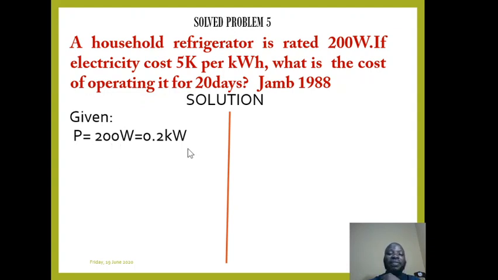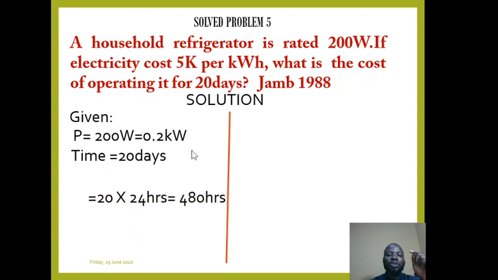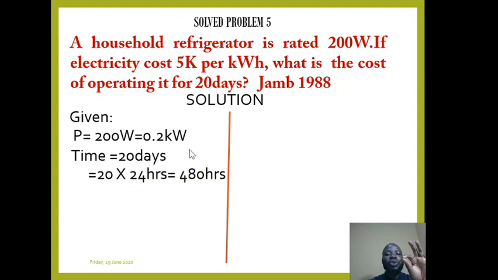Then the next one we have is the time he has consumed this electricity in this question. According to what you have here, it has been used for 20 days. But the unit we are using is not 20 days. You must convert it to hours. Remember that for one day you have 24 hours. So convert 20 days to hours. That's going to be 20 days multiplied by the number of hours that you have in a day, which is 20 multiplied by 24 hours, which gives us 480 hours.